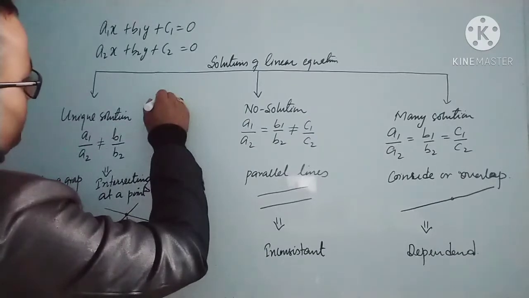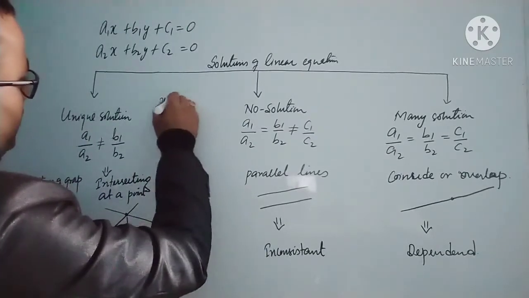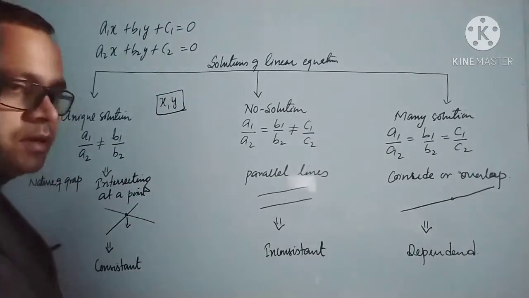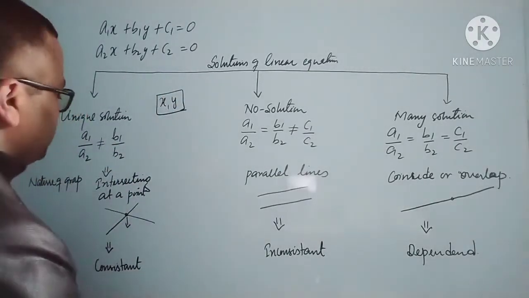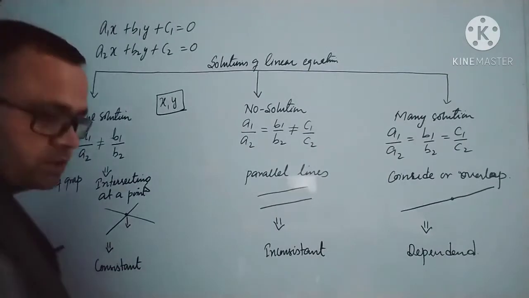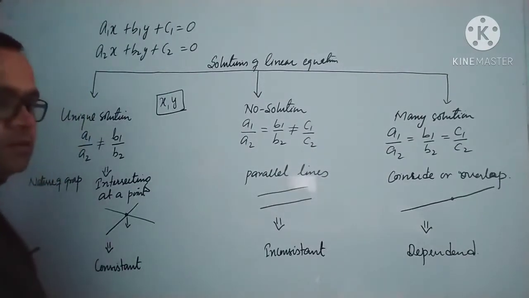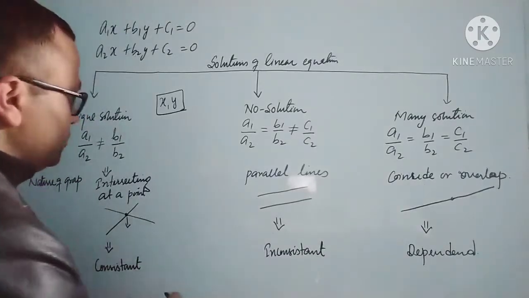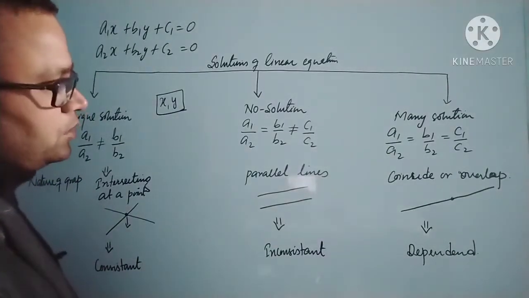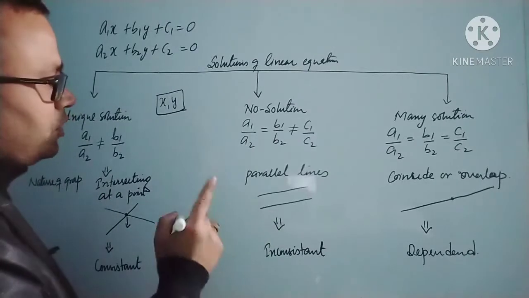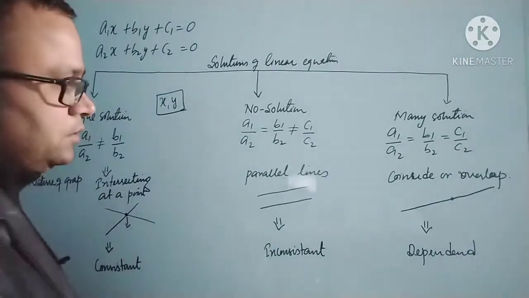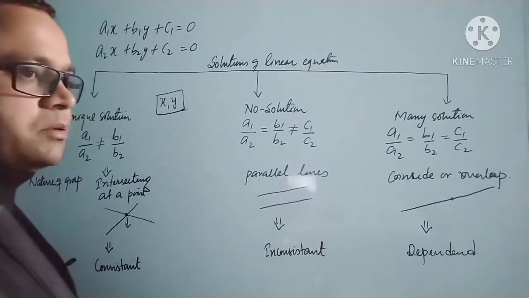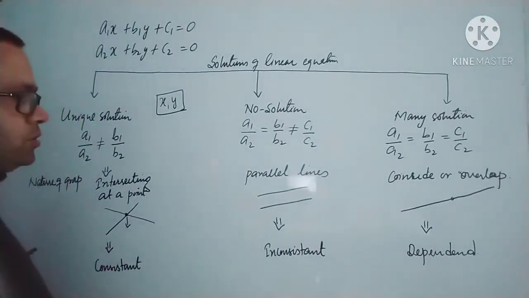Now we have to remember one thing. For calculation of x and y, the values of x and y, first we have to see whether the solution of the equations is unique, no solution, or many solutions. First we have to see the equation properly. It may be no solution, many solutions, or a unique solution.